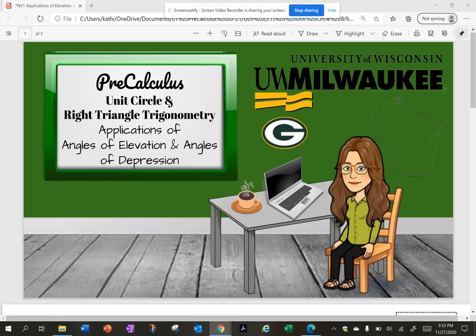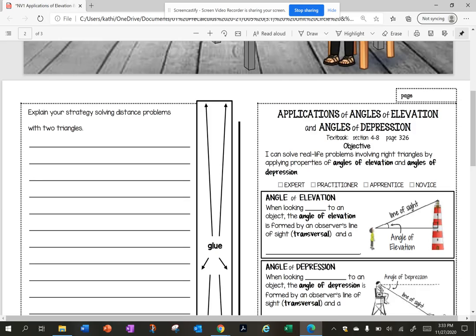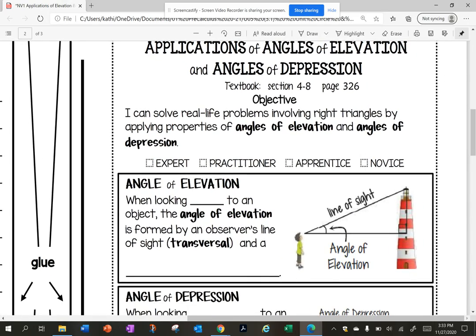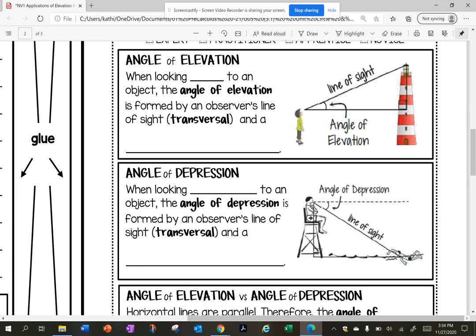Today's lesson is on the applications of angles of elevation and angles of depression. Let's review from our learning objective: I can solve real-life problems involving right triangles by applying properties of angles of elevation and angles of depression. Let's review from geometry what an angle of elevation and an angle of depression is.